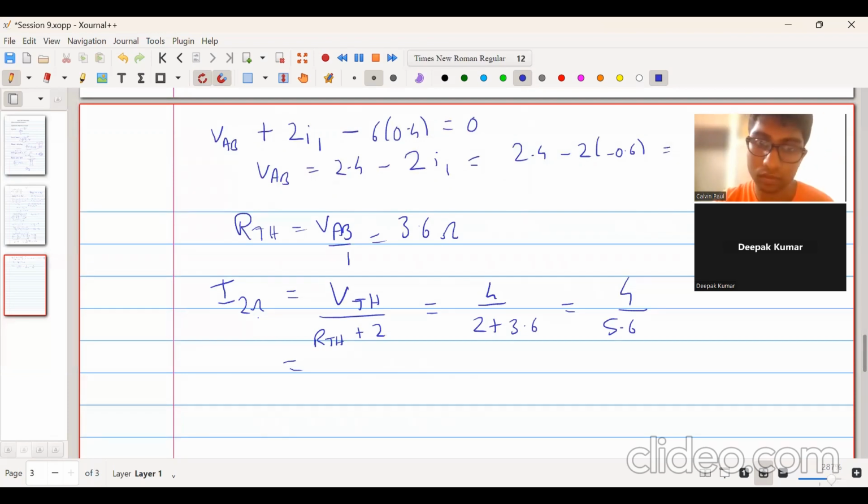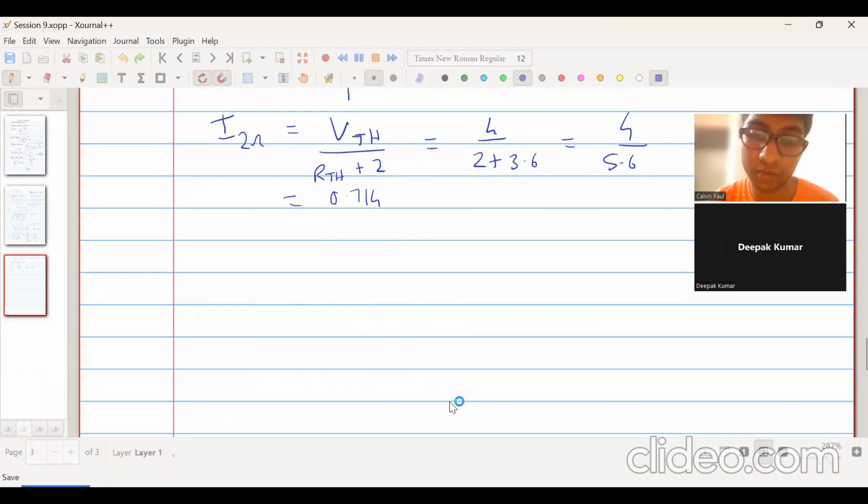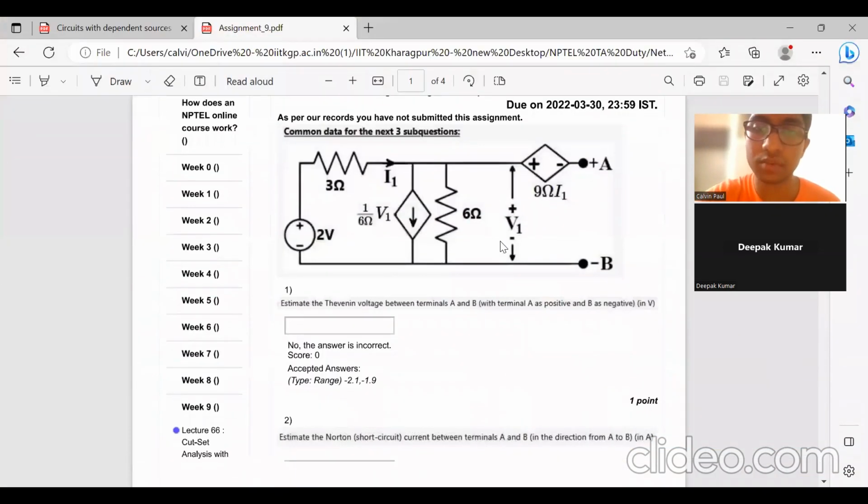Point 0.714. Same. So that's how we can apply Thevenin's theorem to these networks. Okay, so now we will go to the assignment section.